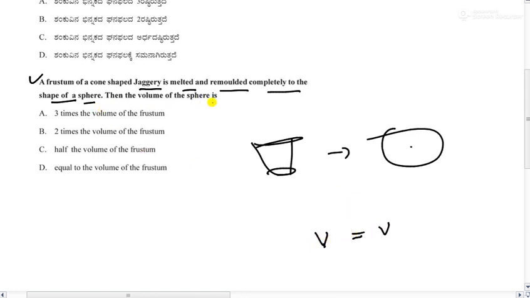Now they have asked the volume of sphere is. Volume of sphere will be same as volume of frustum. Look at the answer, 3 times 2 times half equal to the volume of frustum. Option number D. It's a direct question. Just to confuse you, they have given all these ABC options. Okay. So I find all the questions very easy. Only one question was little lengthy. Okay. And if you have practiced well, you will also find these questions easy.